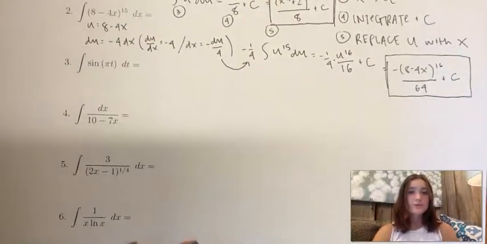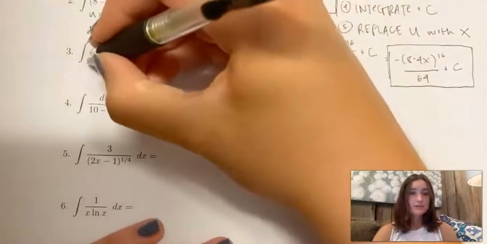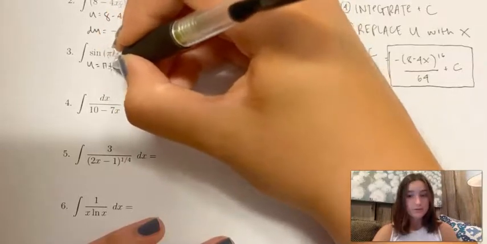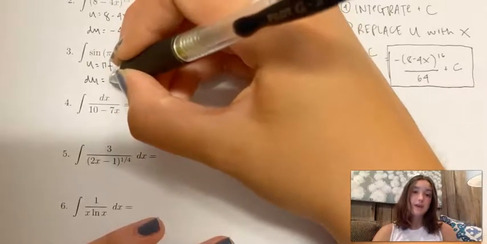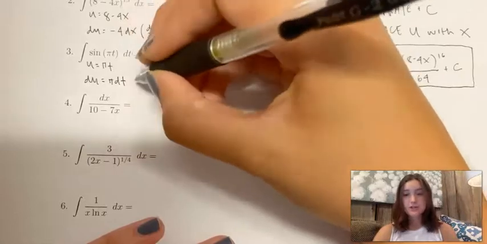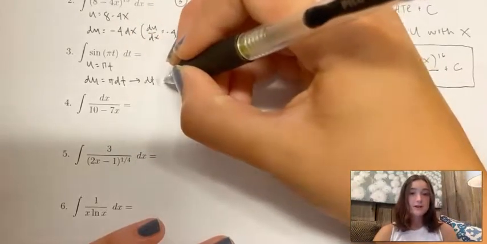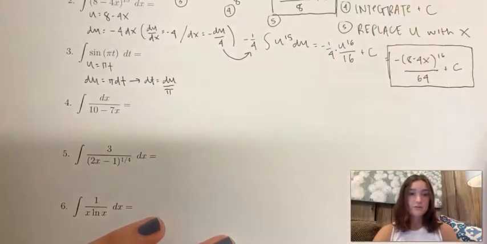Okay, so let's move on to number 3. The u here, again, is pretty clear because we've got it inside parentheses. Our u is usually our innermost function. So we've got u is pi t, and du, now instead of dealing with x's, we're dealing with t's, which doesn't change anything. It's just a different variable. So we've got pi dt. I'm going to isolate dt by dividing du by pi.